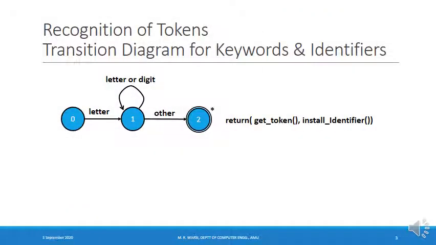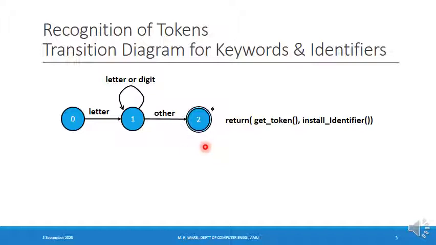Let's now discuss recognition of token for identifier and keywords. In the automata shown over here, it accepts both the keyword and identifier. So keywords will be accepted by this automata as well as identifier will be accepted by this automata. In order to differentiate between keyword and identifier, we'll make use of the symbol table.